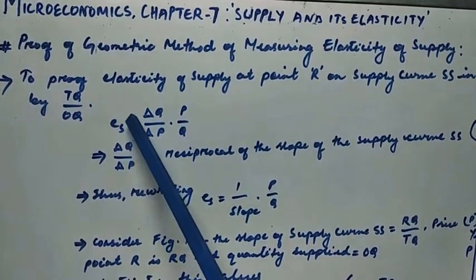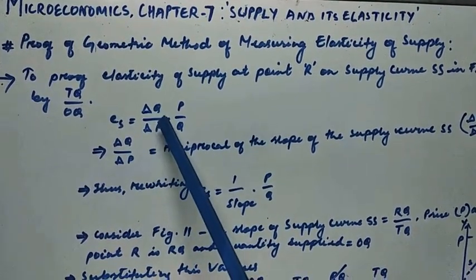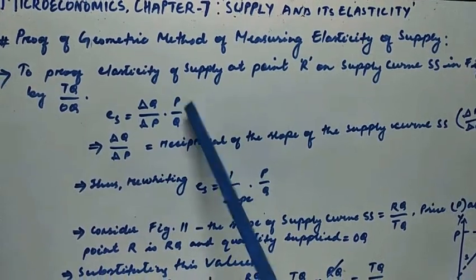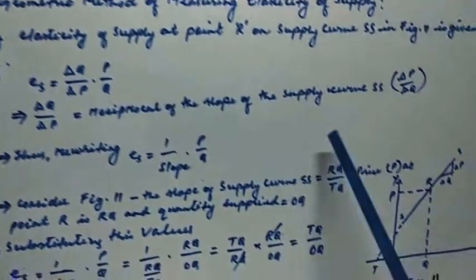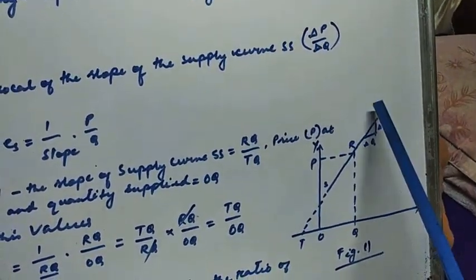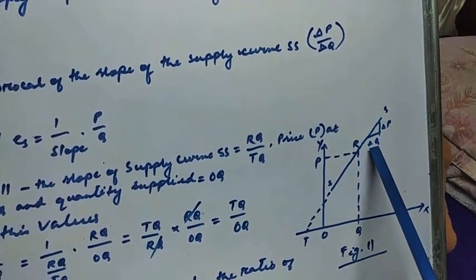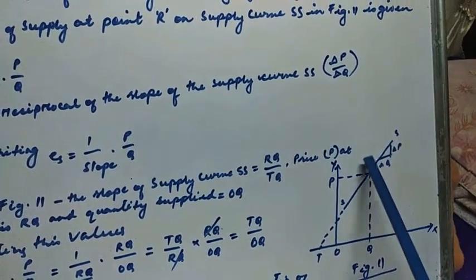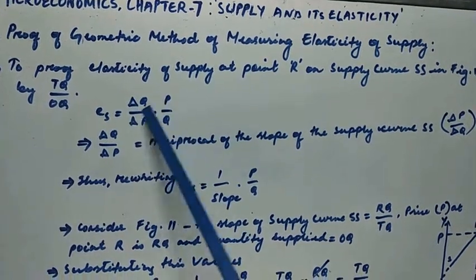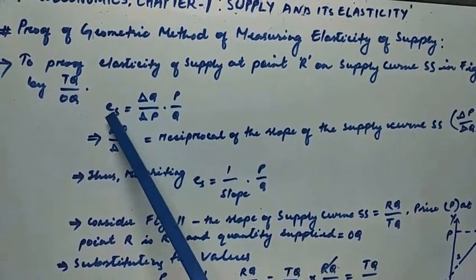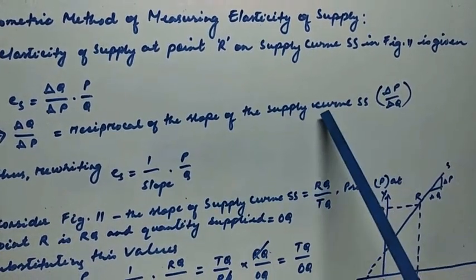Initially, the elasticity of supply formula is given by change in Q divided by change in P, into P by Q. As we have seen in figure 11, the slope of the supply curve is given by change in P divided by change in Q. So this change in Q and change in P, which is in the formula of elasticity of supply, is the reciprocal of the slope of the supply curve SS.